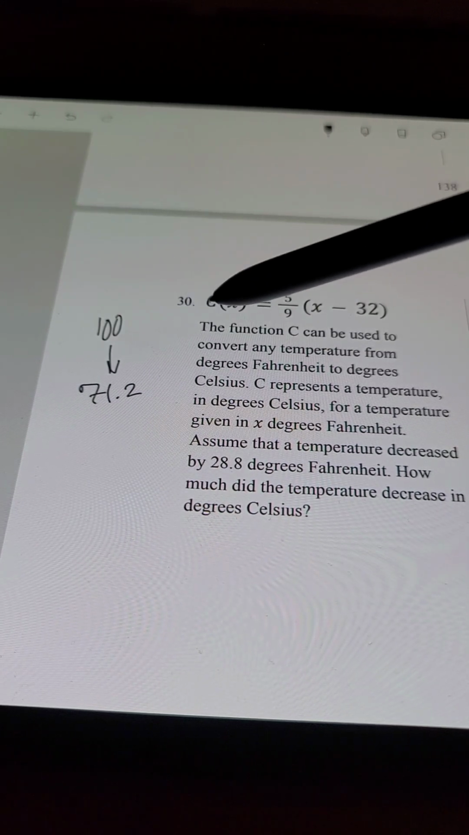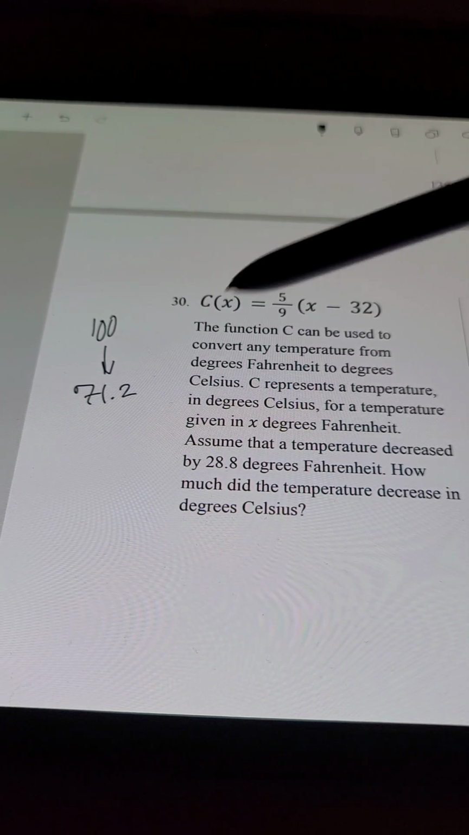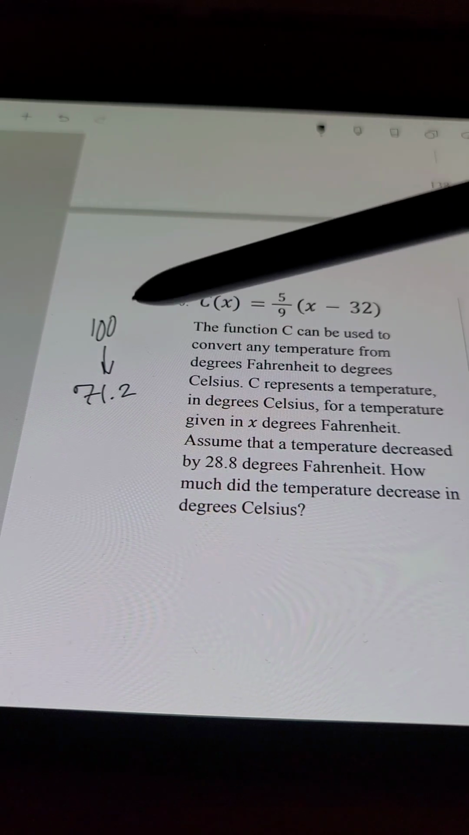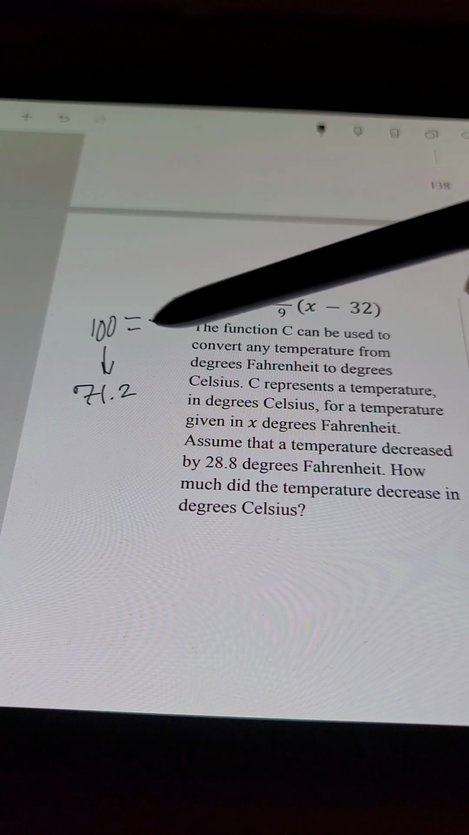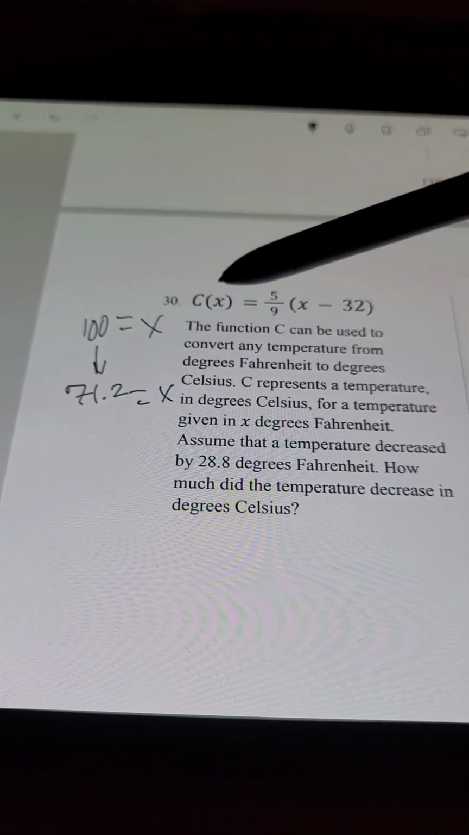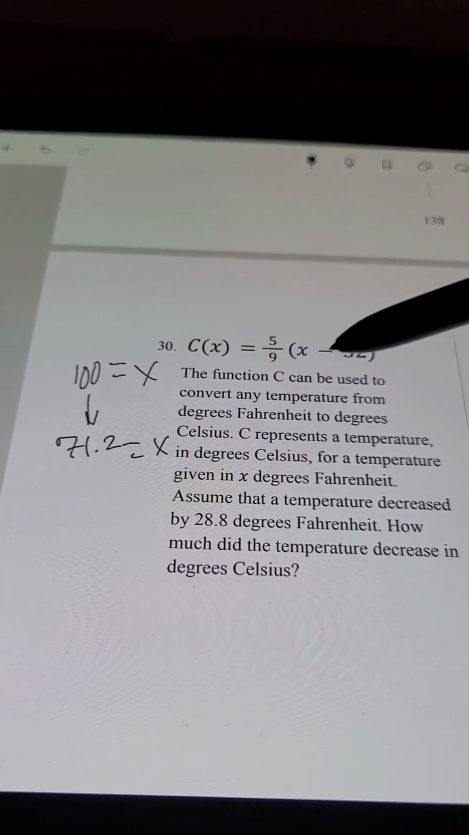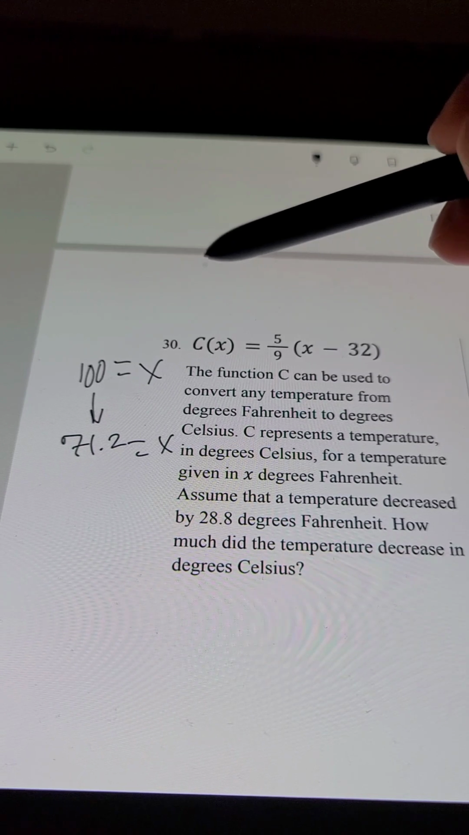So that's what I'm plugging in for x, because x is degrees Fahrenheit. So I'm saying that I'm going from x being this to x being that, and then I'm going to see what the change is for c. So I'm basically plugging in two different scenarios. So let's start with scenario 1.